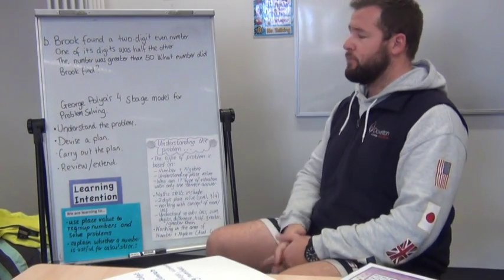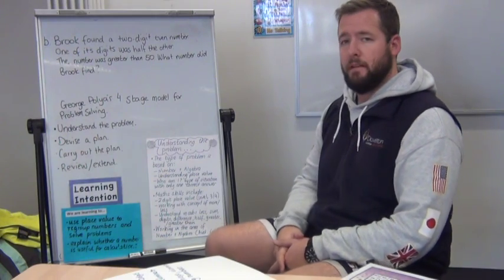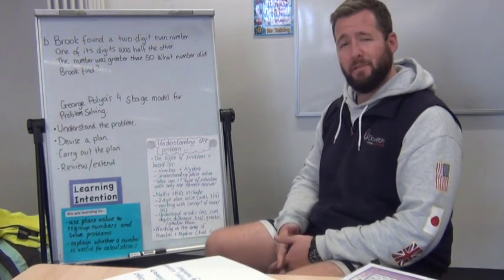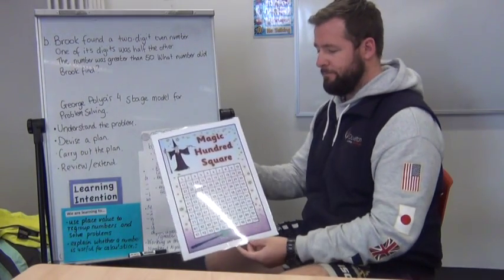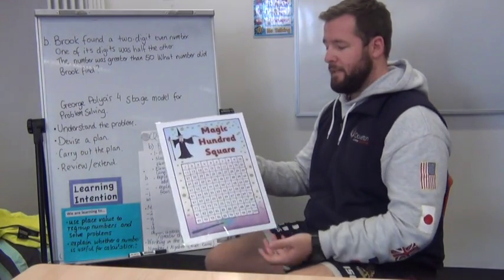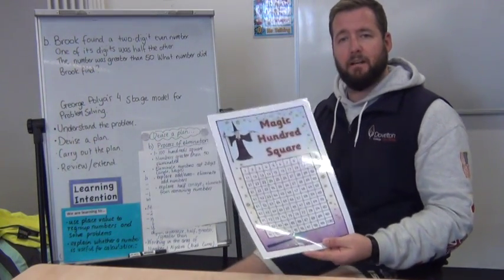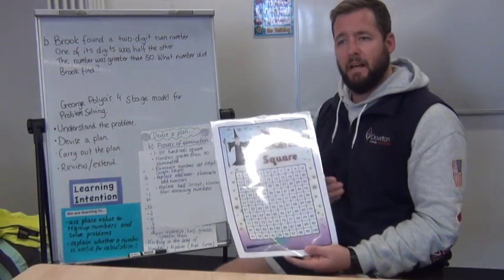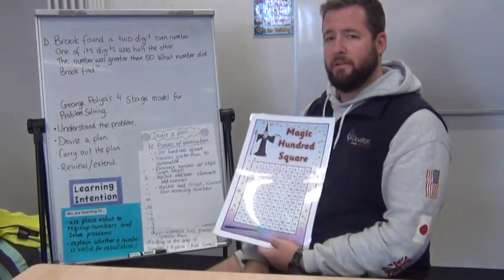The question states that Brooke found a 2-digit even number. One of its digits was half the other. The number was greater than 50. What number did Brooke find? So our resource today is using a magic 100 square, with which we can eliminate numbers, and it's a clear visual display, and the students can actually have fun and interaction in joining in and colouring in the numbers themselves when called upon. Then we get to the problem. What number did Brooke find?